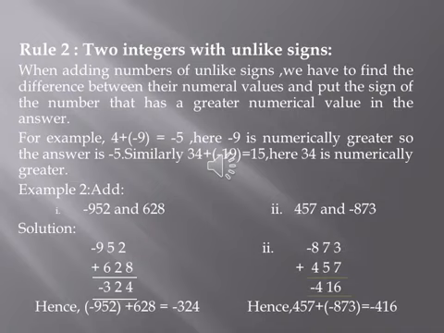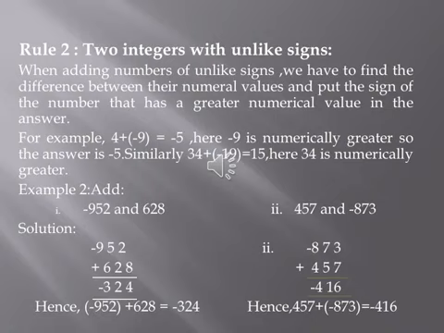Rule 2: two integers with unlike signs. When adding numbers of unlike signs, we have to find the difference between their numerical values and put the sign of the number that has a greater numerical value in the answer.